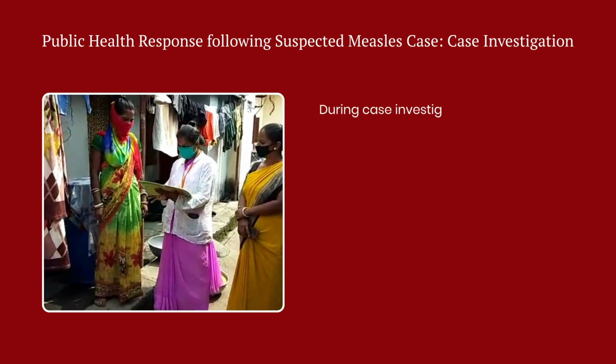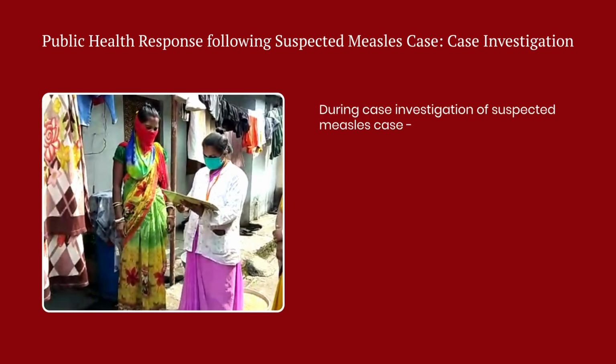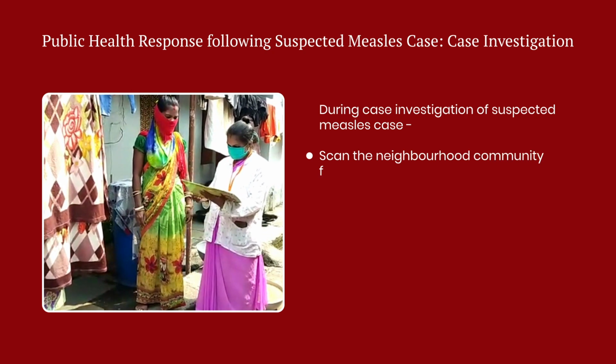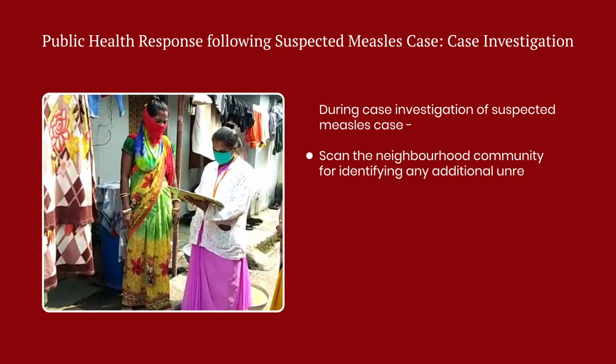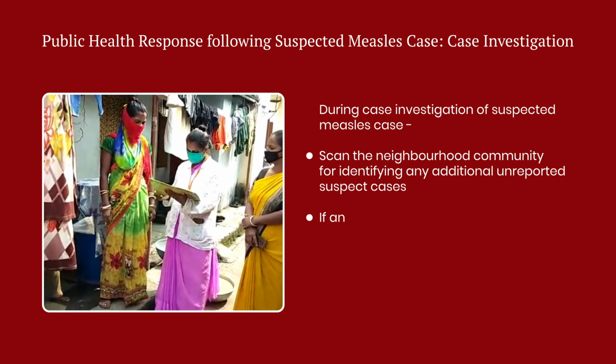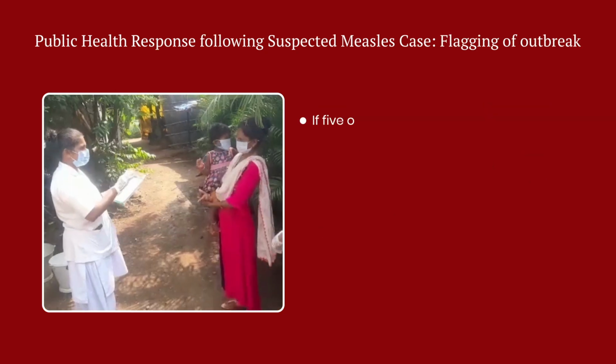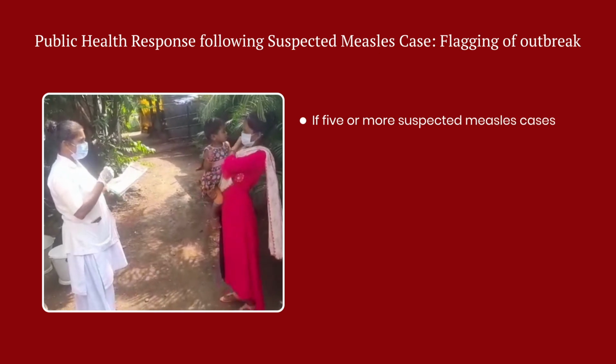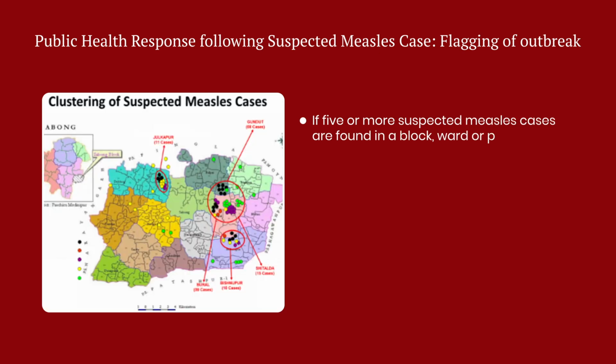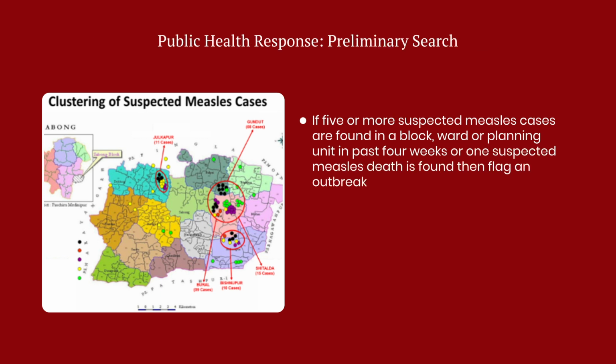During case investigation of suspected measles case, scan the neighborhood community for identifying any additional unreported suspect cases. If any additional suspect cases are found, investigate them. If 5 or more suspected measles cases are found in a block, ward, or planning unit in the past 4 weeks, or one suspected measles death is found, then flag an outbreak.